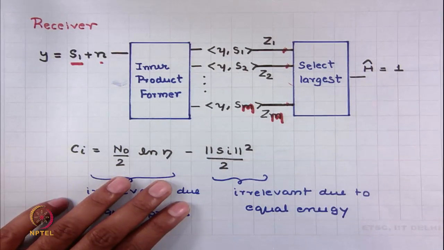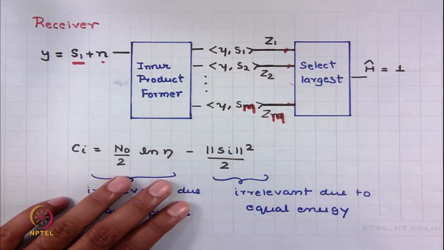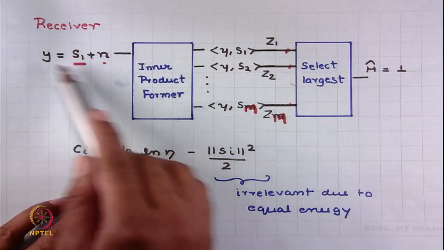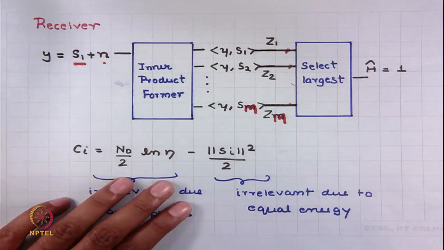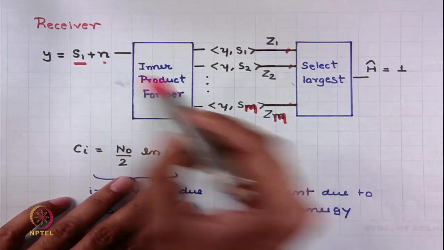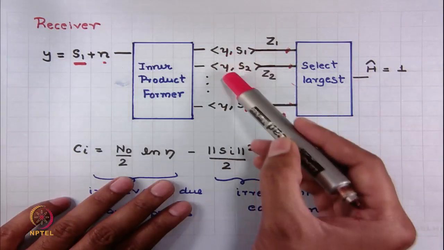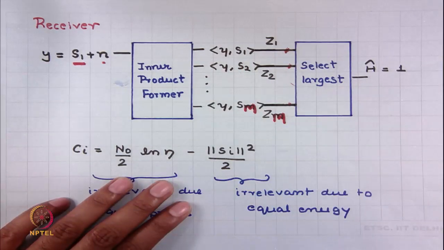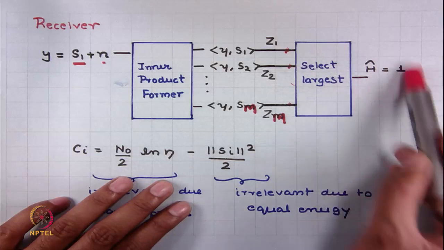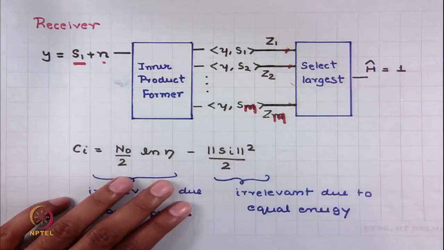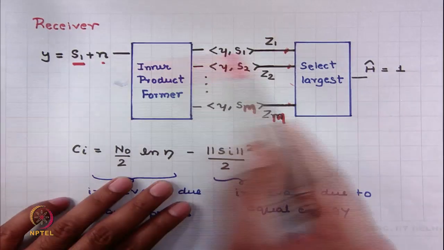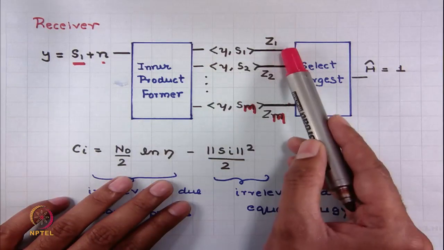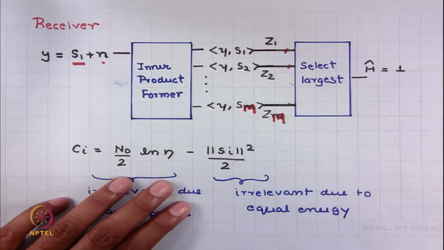Okay. So, look at this receiver structure again. We are assuming that the signal that is arriving is S1 plus n, then we compute the inner product of this received value with all signals in the signal set, and then we decide upon the hypothesis where we have the largest output. So, if in this branch we have the largest output, we select the hypothesis as 1.